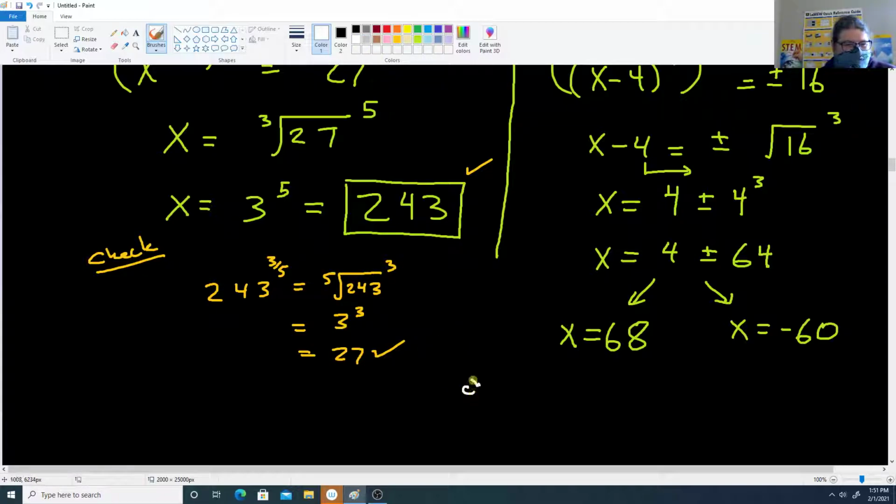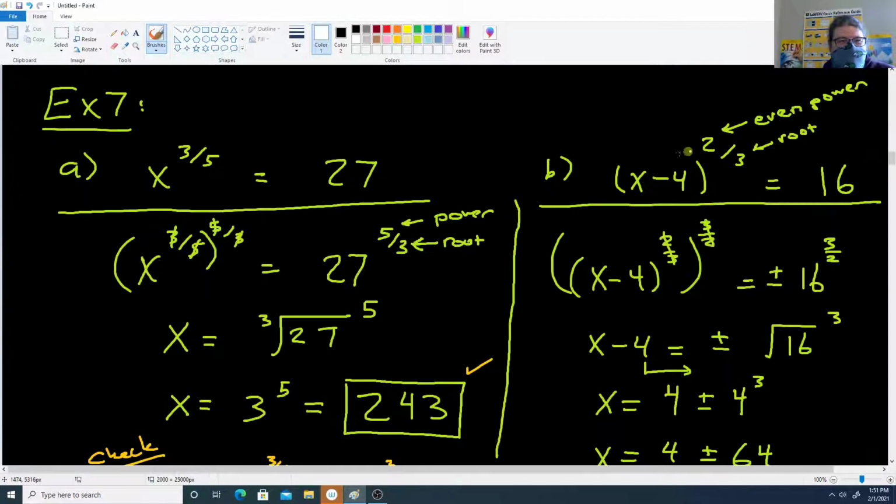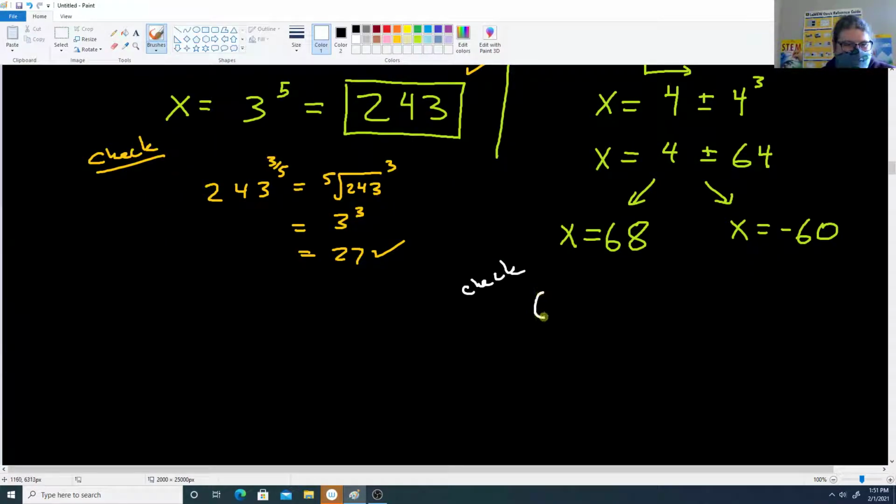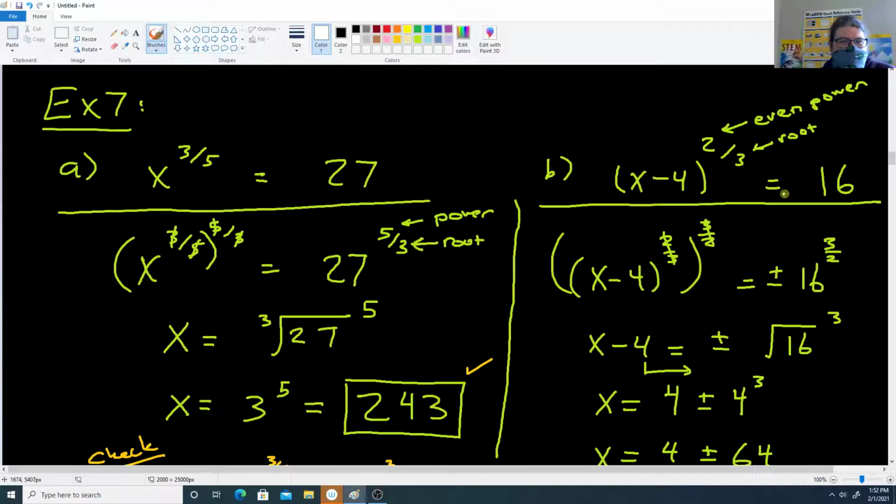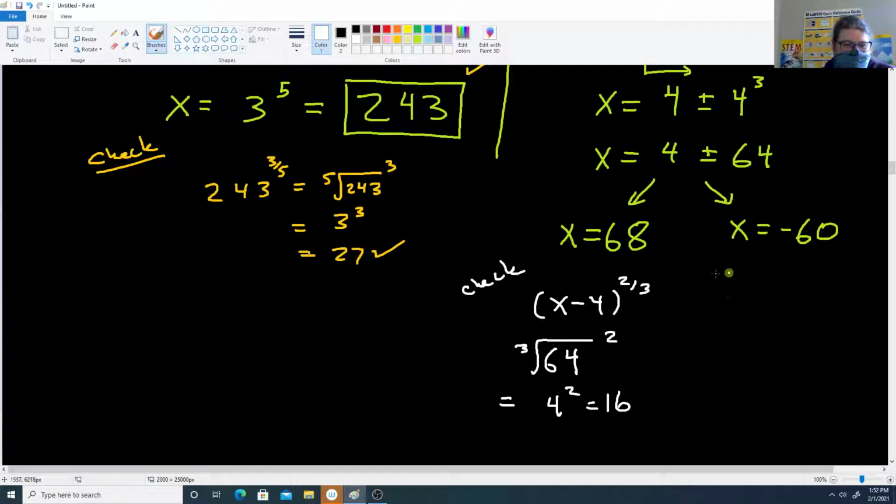This other one here, we're going to check, do 68 and negative 60 work for this setup here, x minus 4 to the 2/3. So if we put 68 in, 68 minus 4 is 64. To the 2/3, this will be the cube root of 64 squared. The cube root of 64 is 4. 4 squared is 16. It's supposed to equal 16, so this checks out. That one's good.